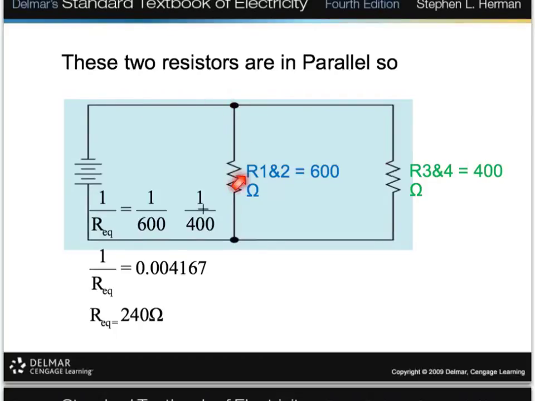These are in parallel because the current has a choice of which direction to go. The current can go this way, or it can go this way. When it hits the node, it has a choice of which way to go. So these are in parallel, and when we find their equivalent resistance, we're going to use 1 over 600, 1 over 400, add those together. That gives us 1 over REQ, and it comes out to 0.004167. And so take the reciprocal of that, and the equivalent resistance is 240. One of the ways you know you've done this right is your equivalent resistance should be less than either of your two resistors.